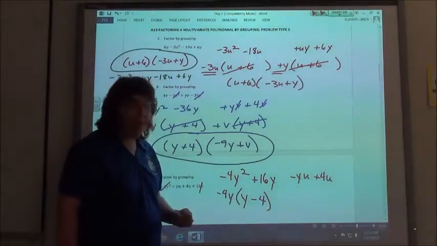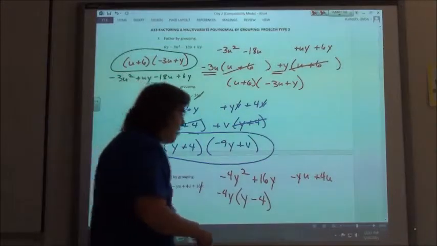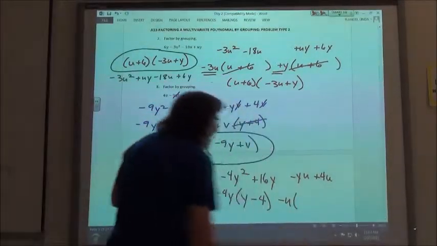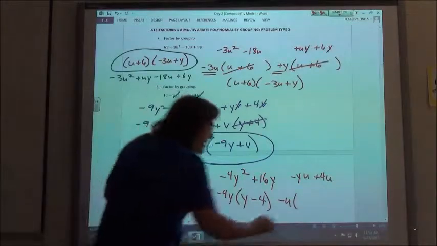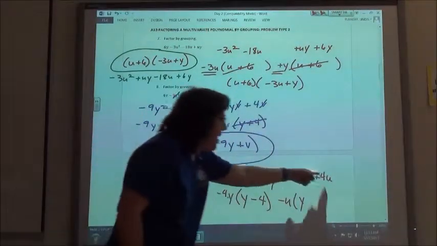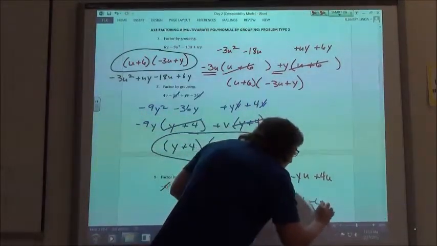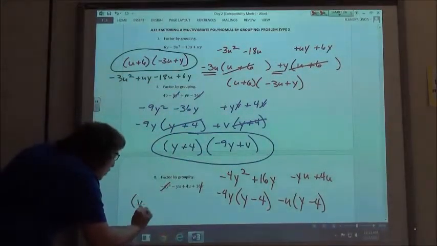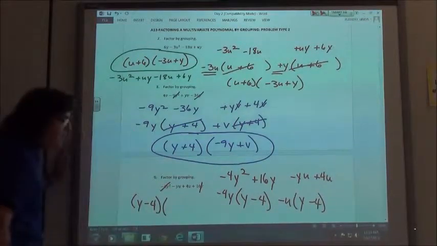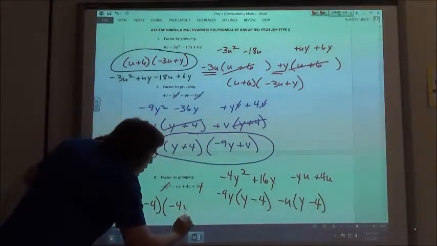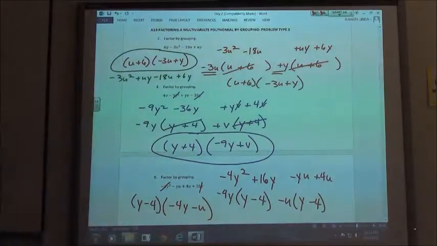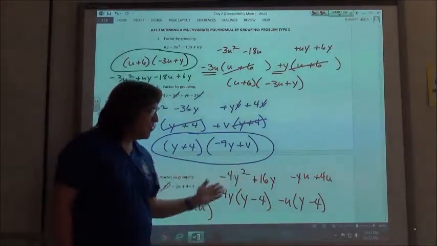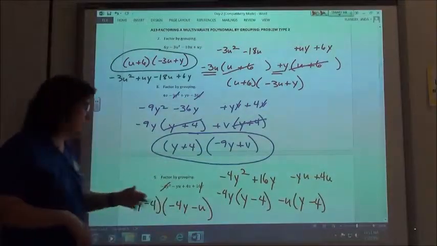I want my y to be positive, so I need to take the negative out. So I'm going to take the negative u out of there. Negative divided by a negative leaves me a positive y. Positive divided by a negative leaves me a negative 4. So my common factor in this case is the y minus 4. My other factor is going to be negative 4y minus u. Now, had you decided to start with this being positive, your answer is going to look slightly different, but it's still going to be equivalent to what we have here.